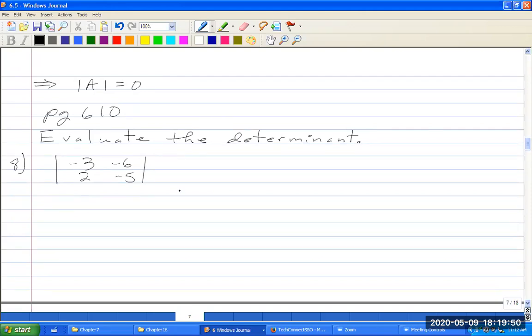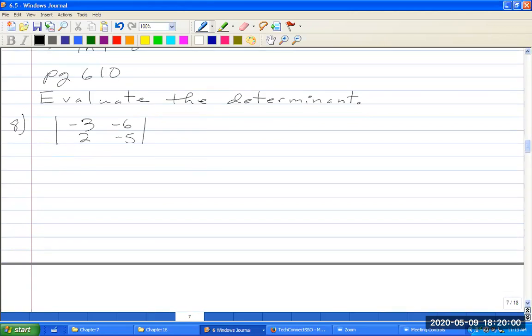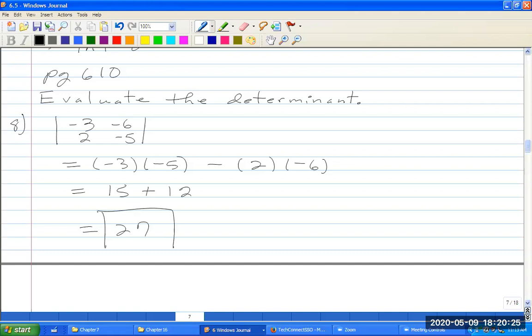Page 610. Evaluate the determinant. For problem number 8, I have this determinant. It's a 2 by 2 matrix, so let's use the simplifying calculation for 2 by 2s. We multiply -3 times -5, subtract 2 times -6. So I get 15 plus 12 is 27. So my answer is 27.